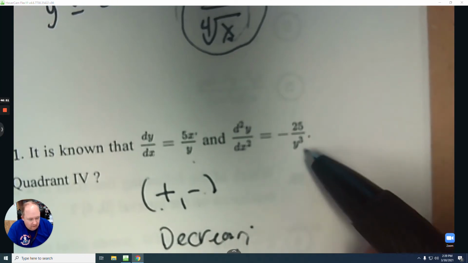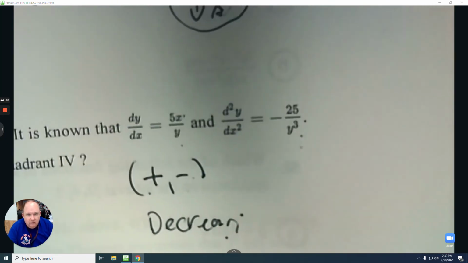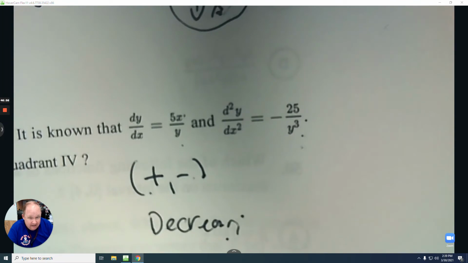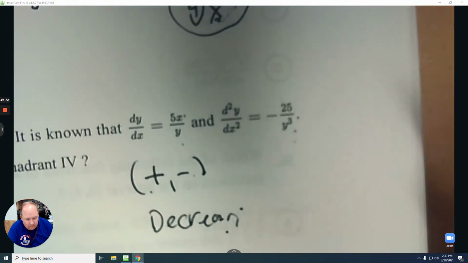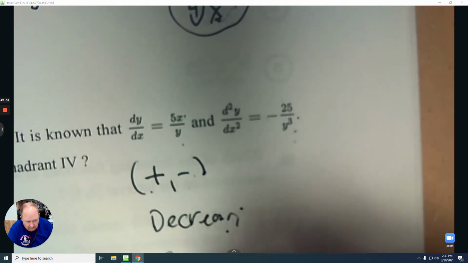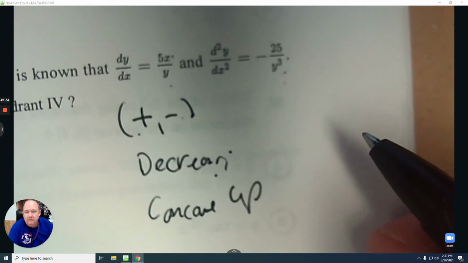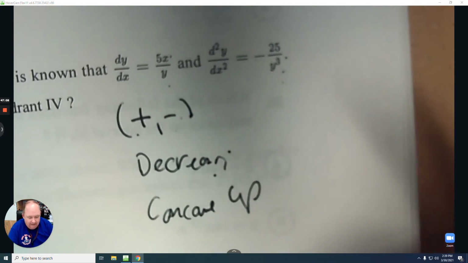Here, all I need is the y coordinate. If I plug in the y coordinate, it's negative. But there's a negative in front, so a negative times a negative makes the second derivative positive, which means it's concave up. So we're looking for decreasing and concave up.